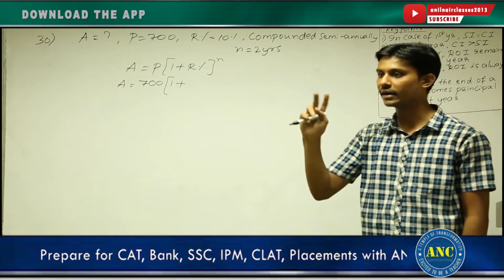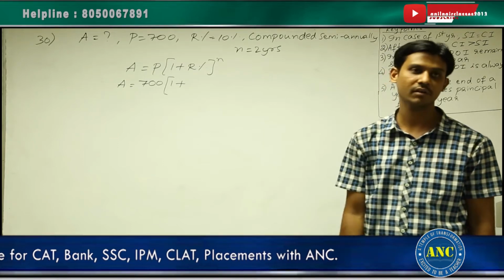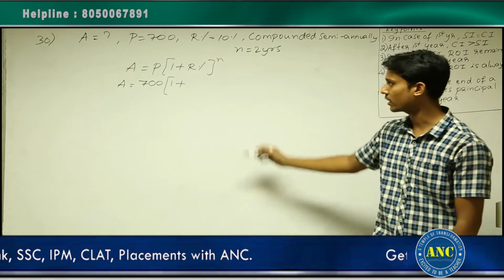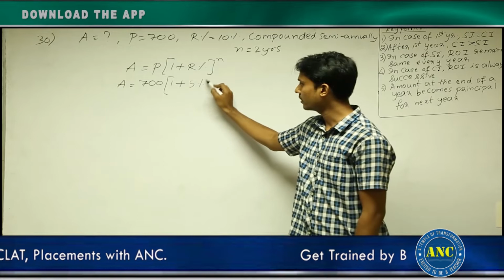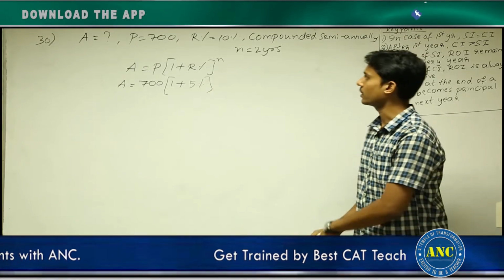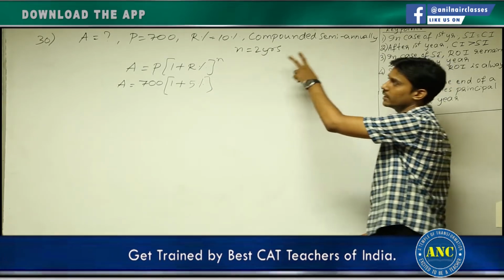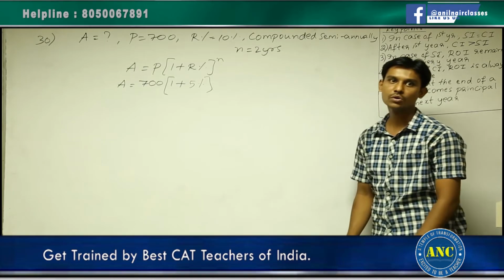10 rupees should be divided in equal installments. Every time how much will I give you? 5 rupees. That is your rate of interest, 5%. What is n? In 1 year I am meeting you 2 times. In 2 years, how many times will I meet you? 4 times.